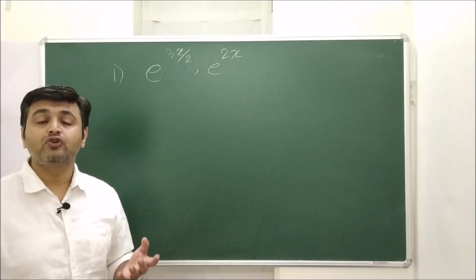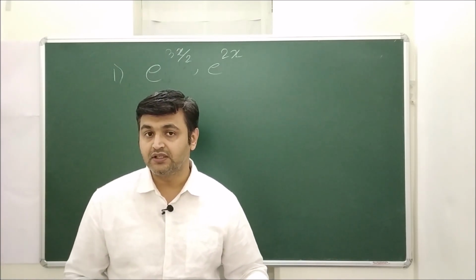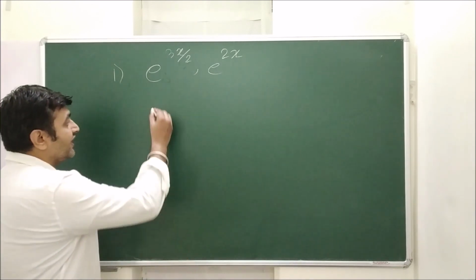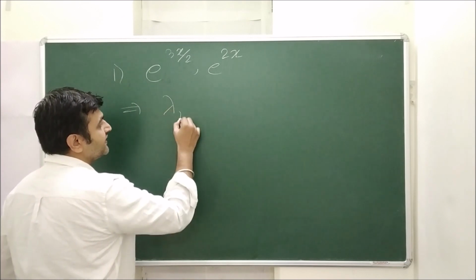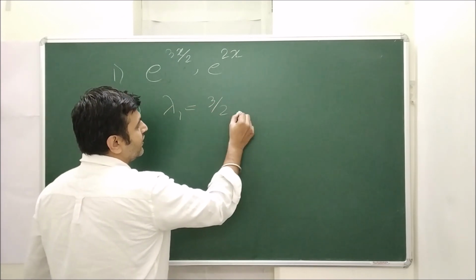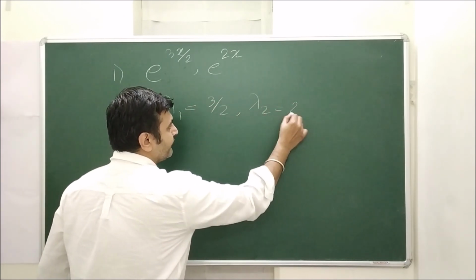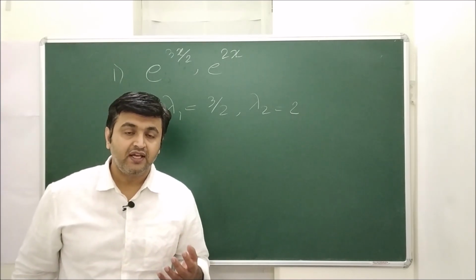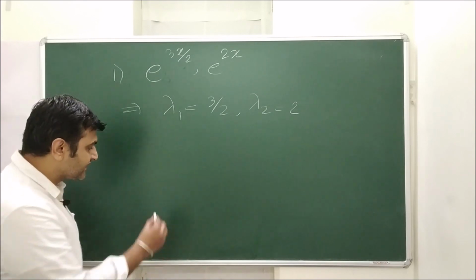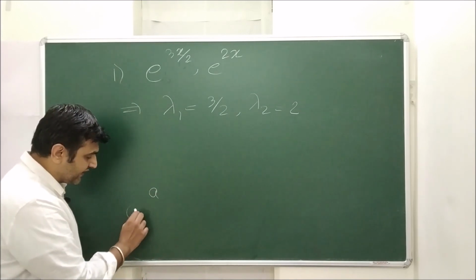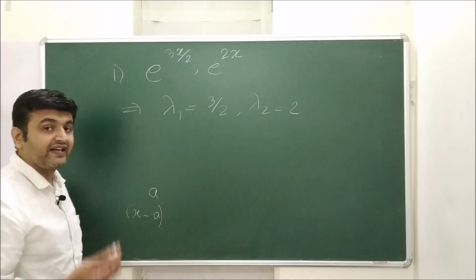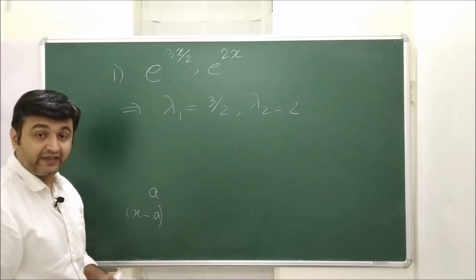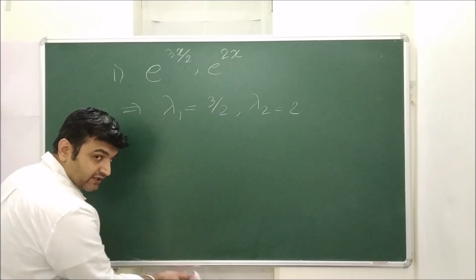And for constant coefficients, we know how the solution looks: e raised to lambda 1 x, e raised to lambda 2 x. So from here, what are your lambda 1 and lambda 2? This implies lambda 1 is 3 by 2 and lambda 2 is 2. Both are real and distinct. And you have seen in high school that if a is a root of a polynomial, then x minus a is a factor of that polynomial. This is what is called the remainder factor theorem. So you have seen this earlier in high school.